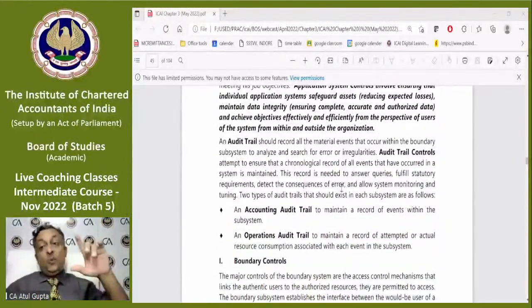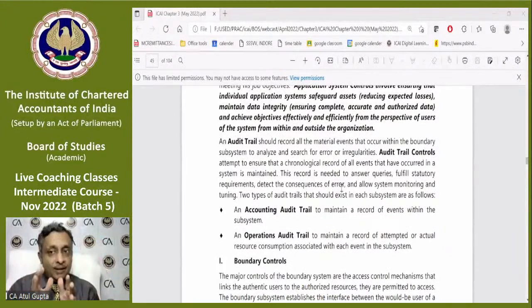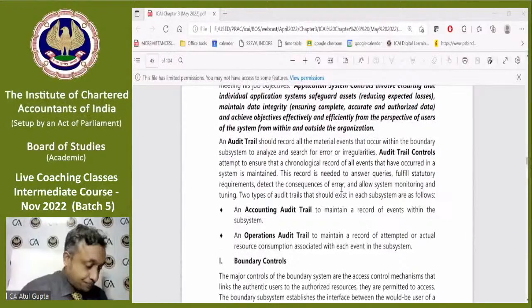Audit trail word has come. Please understand, we are going to put one minute to this topic. Carry this topic. This has become very, very, very important. Audit trail is a keyword. I'll tell you why.